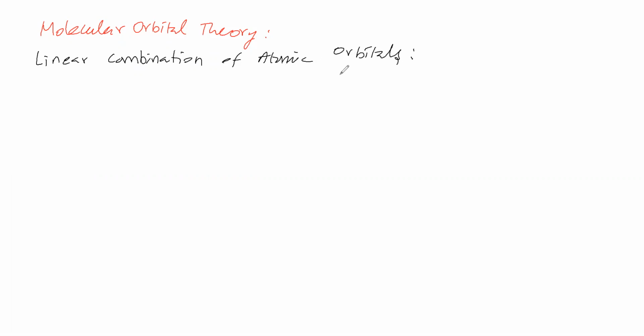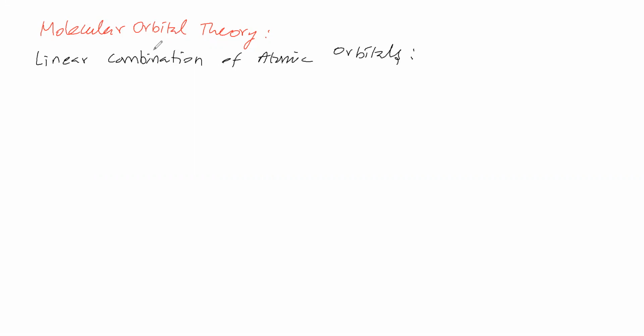That means atomic orbitals are for an atom's electron cloud. They undergo linear combination to give what? Molecular orbitals. Molecular orbitals are for the electron cloud of molecules. So linear combination of atomic orbitals explains molecular orbitals and electronic configuration in molecules.